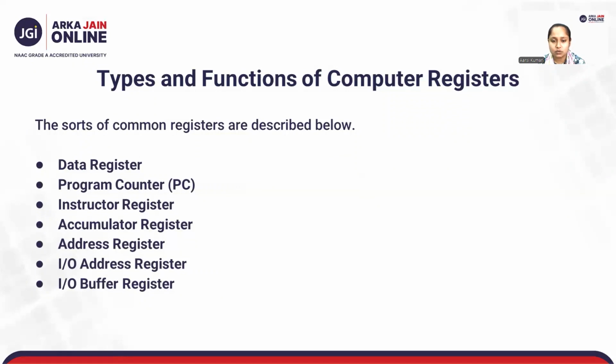Input-output address register. Its job is to specify the address of a particular input-output device. Input-output buffer register. Its job is to exchange data between the input-output module and the CPU.